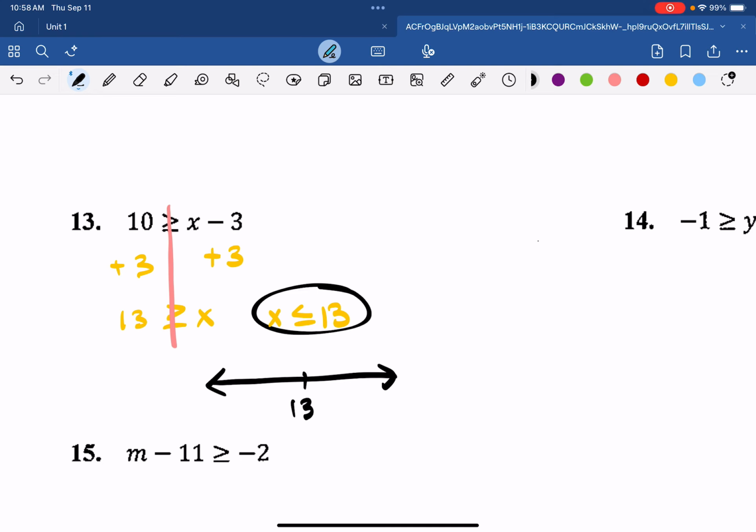So I start with 13. I go down to 12, up to 14. I have a closed circle on 13 because it has my line underneath. And now it says x is less than 13, so I'm going to be shading down, or where it's less than. Okay?